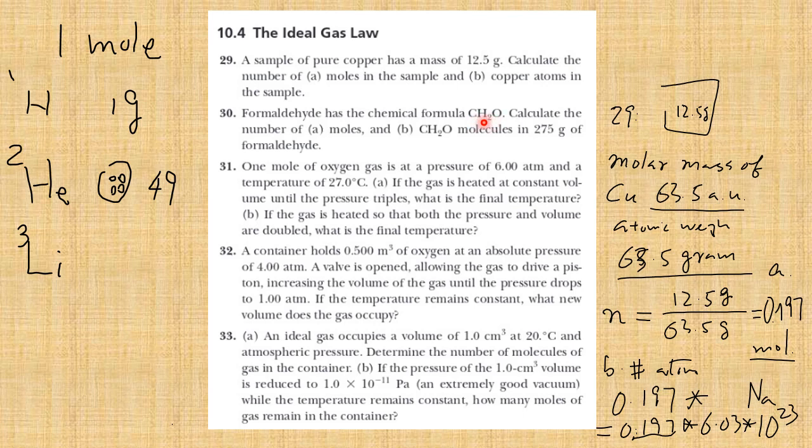Once you get that, then you have 275 grams, divide by the molar weight of this molecule, and then you get how many moles are in this. And then for how many molecules, you take the number of moles times that magic number, 6.02 times 10 to the 23. Hope this helps. Now, on the next page, we'll work on these questions, 31, 32, 33.